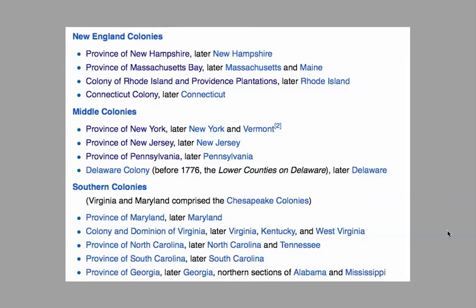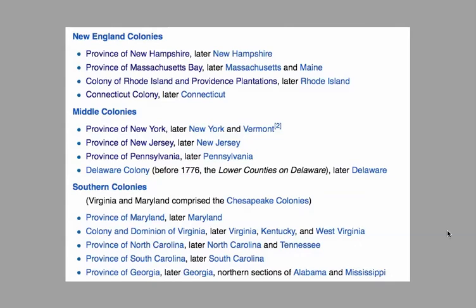The first is I wanted to remind you of something you probably learned in middle school, which is that the British North American colonies were divided into three regions. And they are characterized by settlers who came in family groups for long-term settlement, often for religious freedom.